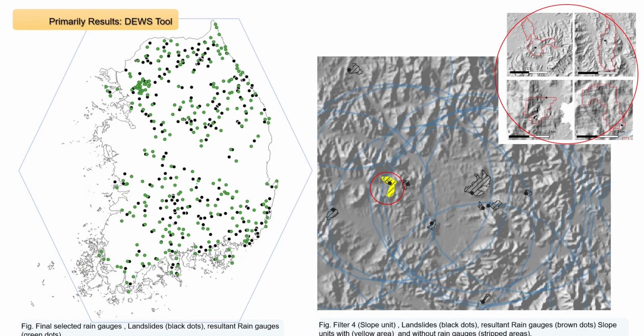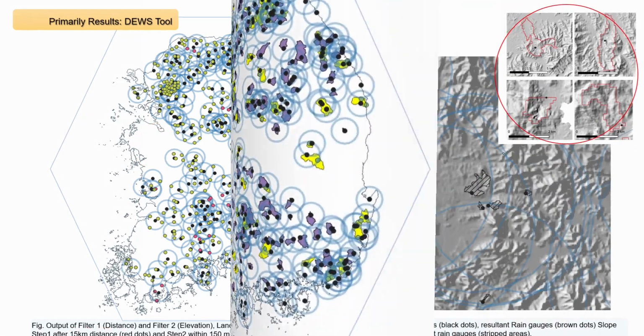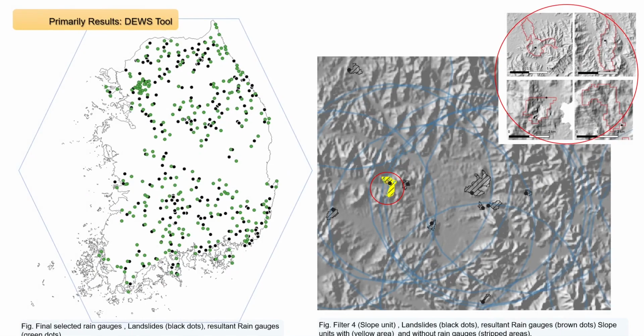So now after the rain gauges and the filter, after filter 3, after we find anything within these 3 criteria, we came to the last filter, which is the slope unit. As we say, it's difficult to find one station within the slope unit. So this is a zoom here, and if you look at this station, this is the rainfall, and there is one slope unit. This is the slope unit.